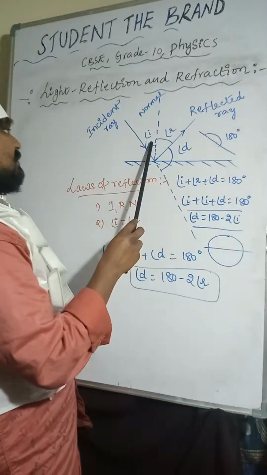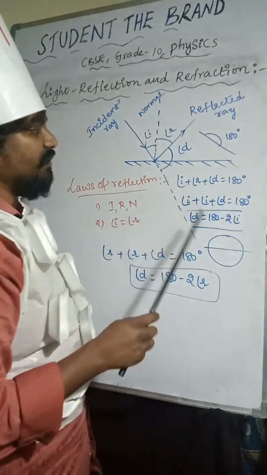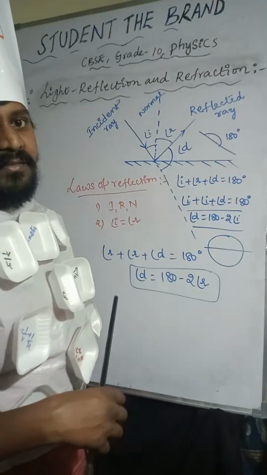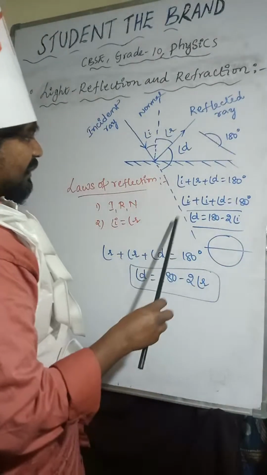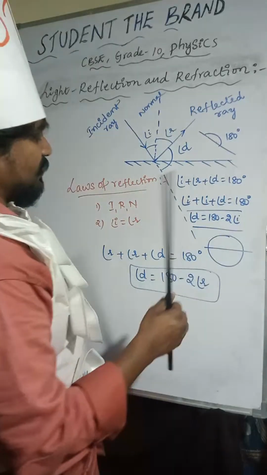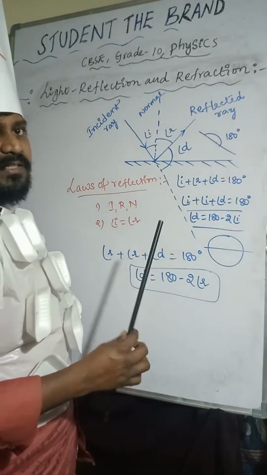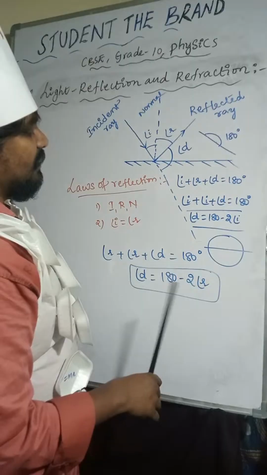So angle of incidence plus angle of reflection plus angle of deviation equals 180 degrees. Then angle of deviation equals 180 minus 2 angle of incidence, or angle of deviation equals 180 minus 2 angle of reflection.